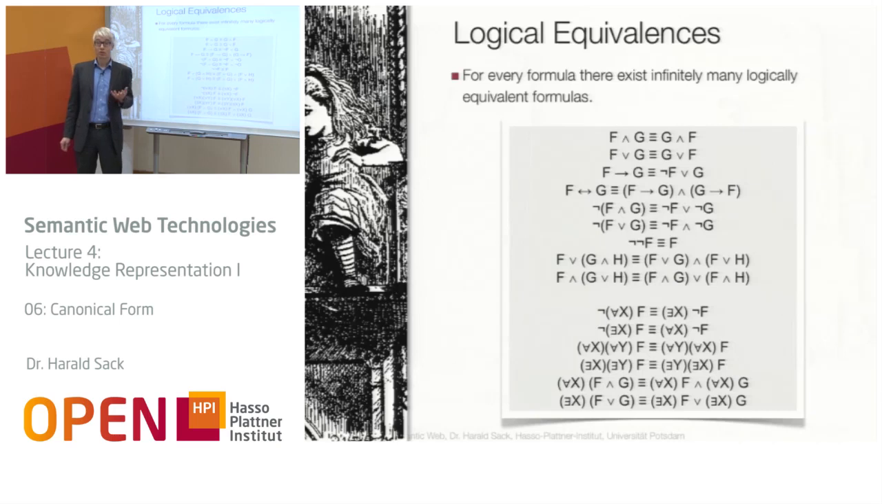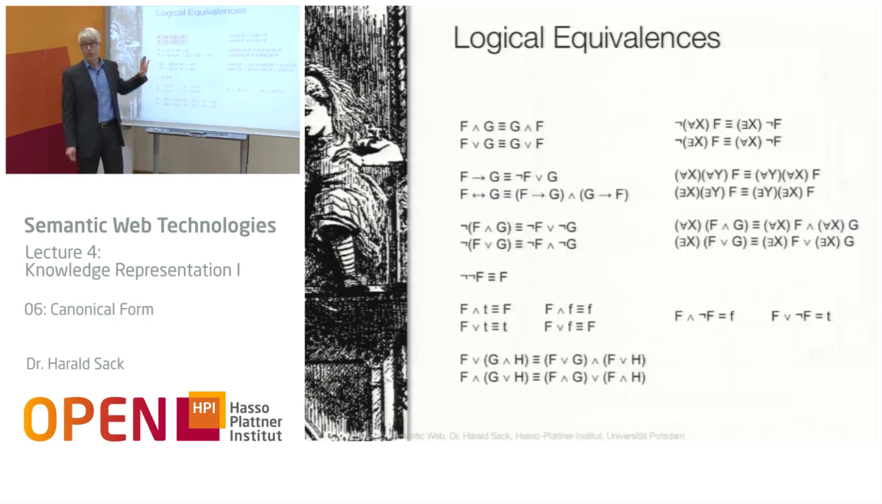Just simply because for every formula, there exist infinitely many logically equivalent formulas, as you can see here on that table of equivalences. Let's go through these equivalences. On the first two formulas, you see simply an equivalence where the variables can be exchanged for conjunction or for disjunction. So this is the so-called commutative law.